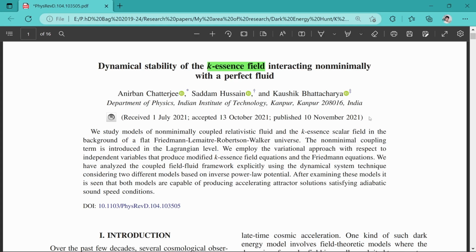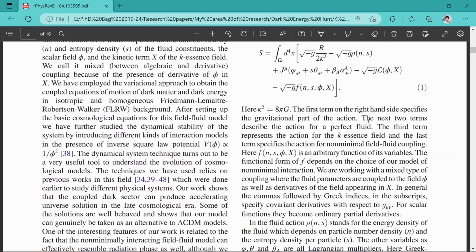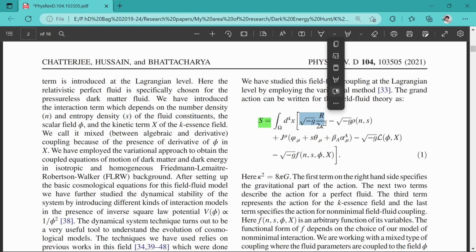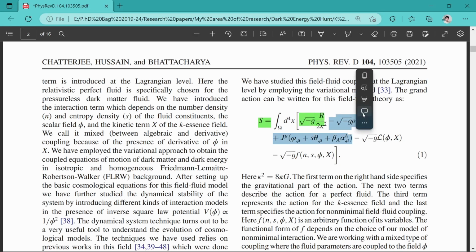Throughout the evolution of the fluid, we assume that the number of particles is always conserved, that energy is exchanged directly between the field and the fluid, and that all the way the entropy must be conserved. When we talk about the non-minimal scenario, we define an action. This action carries the Einstein term, and here you can see the fluid term.